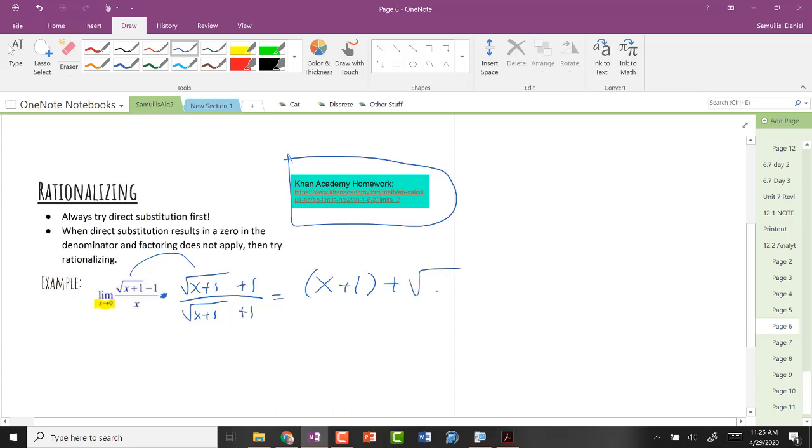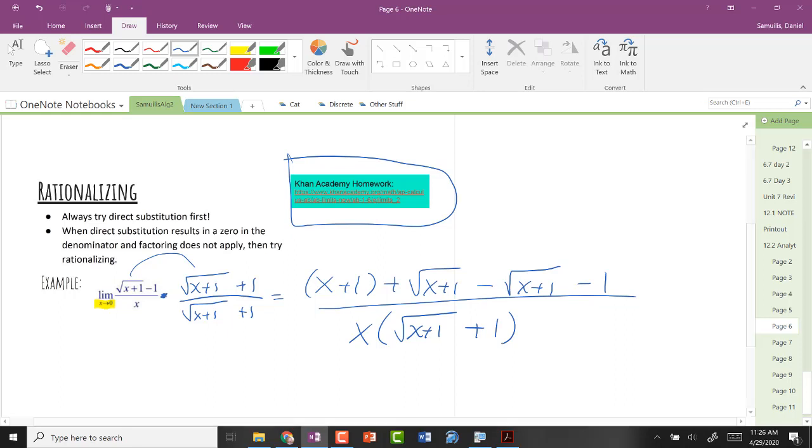Outside, I get a positive square root x plus 1. Inside, negative square root x plus 1. Last is a minus 1. Denominator, I'm going to go ahead and leave it in its factored state, because it could, in fact, be factorable, or we eventually would have to factor it. So up at the top, the numerator, I'm only left with x.